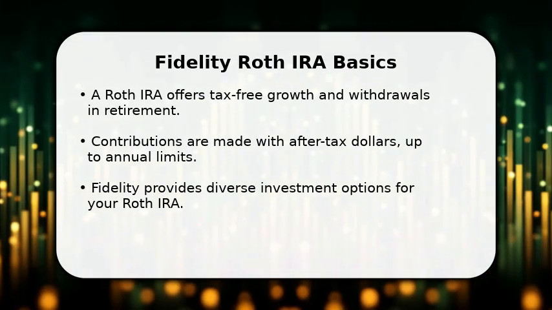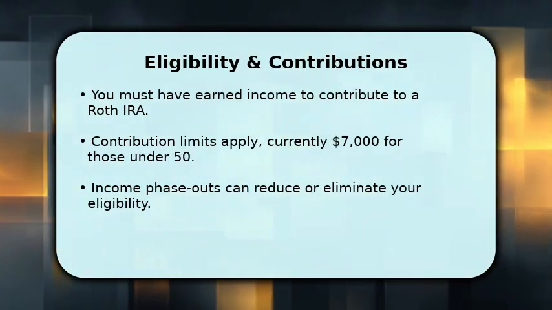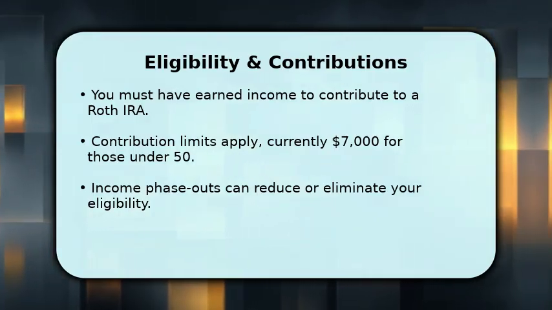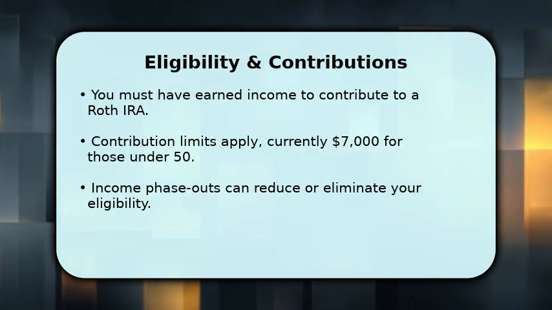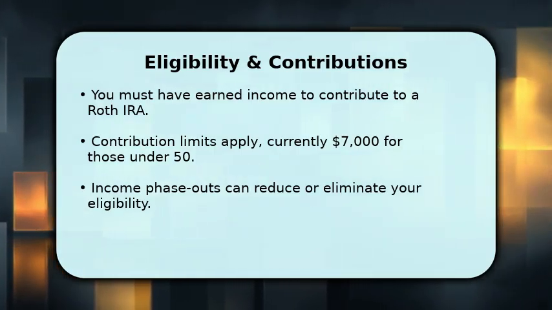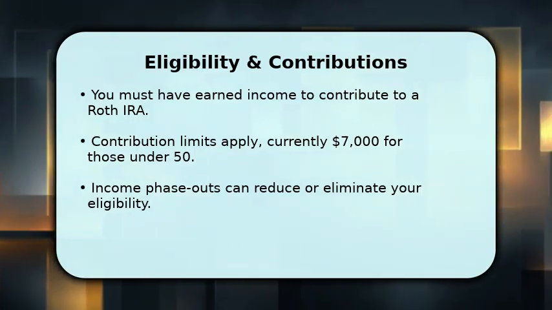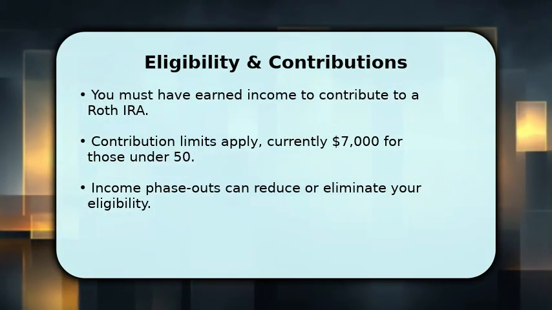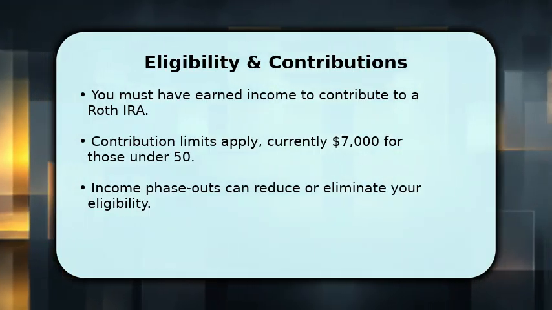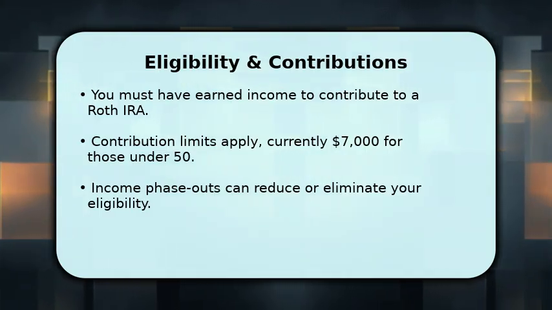To contribute to a Roth IRA, you need earned income from a job or self-employment. There are annual contribution limits. For example, it's $7,000 if you're under 50. If you're 50 or older, you can contribute an additional $1,000. Also, your modified adjusted gross income might affect your ability to contribute, potentially phasing out your eligibility.